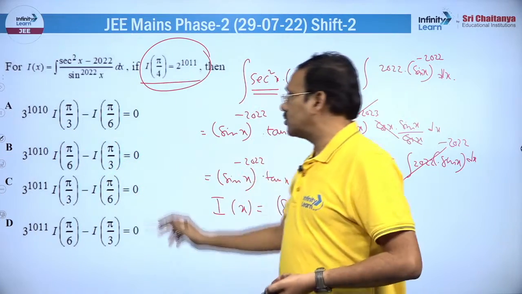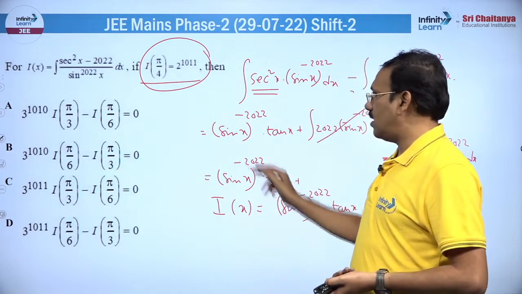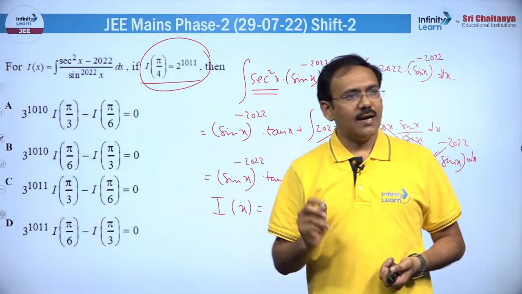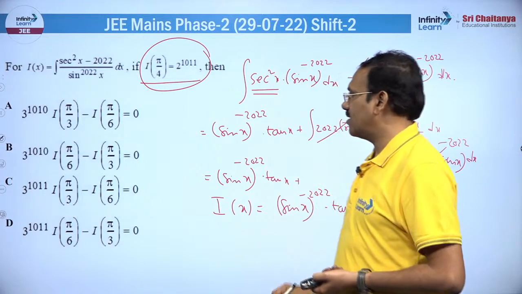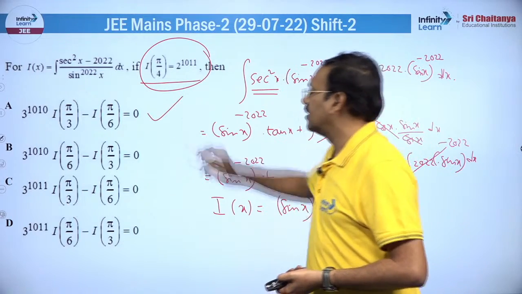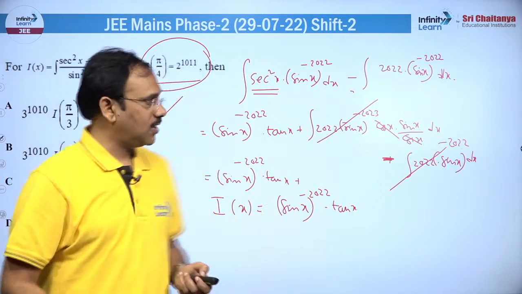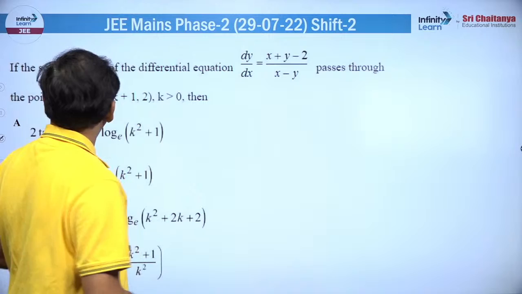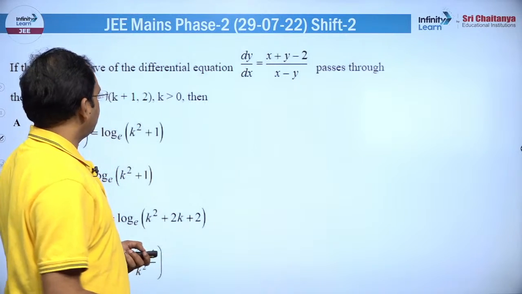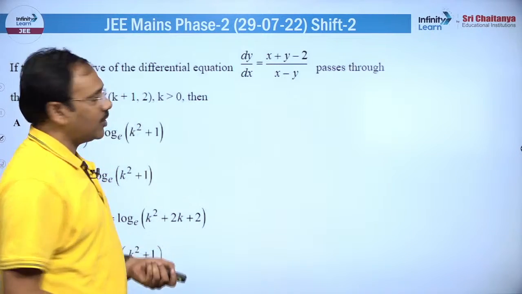Now you just substitute I of pi by 3, pi by 6, you substitute and try to identify the answer, my dear friends. You can see that this is going to be the right answer. Just substitution matters. We have found the function, right. Next, you see the differential equation passes through the point 2 comma 1.